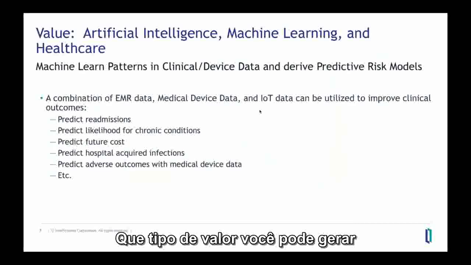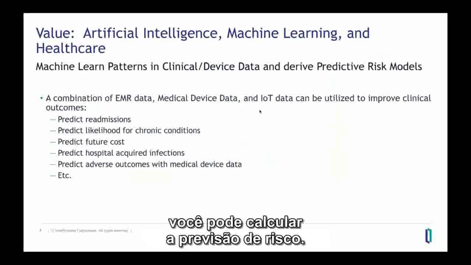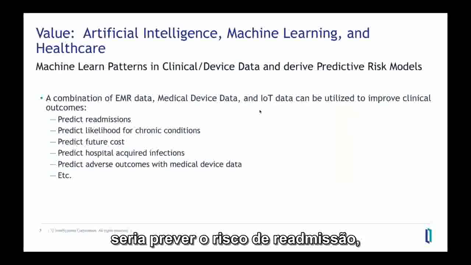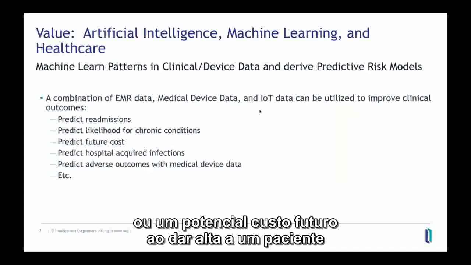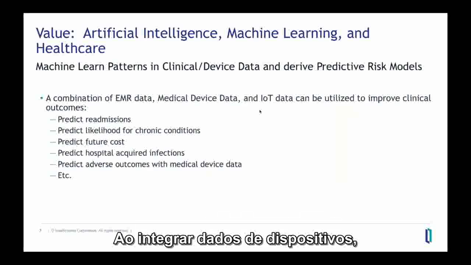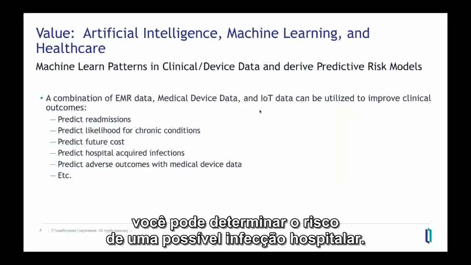What type of value can you derive by doing high-level analysis on the integrated data set, the device data and the clinical data extracted from the EMR? The immediate response would be that you can calculate the predictive risk. You can assess the risk, and the common application of that modeling would be predicting the risk of readmission, or predicting a potential future cost when you discharge a patient with a particular clinical makeup. By augmenting your device data with the clinical information, you can determine the risk of a possible hospital-acquired infection.